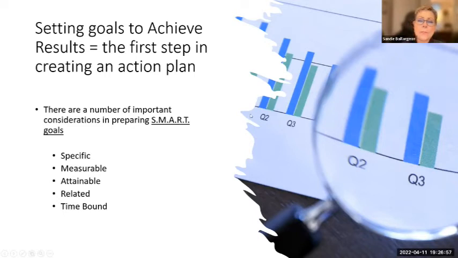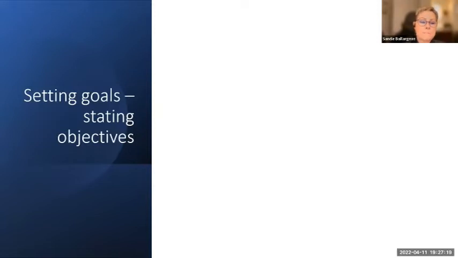So the goals should be SMART goals that each person sets. They should be specific. They should be measurable, attainable, so that's within their realm of authority. They should be relevant and related, so something that the person can relate to, and time bound. By when do you want this to be achieved?